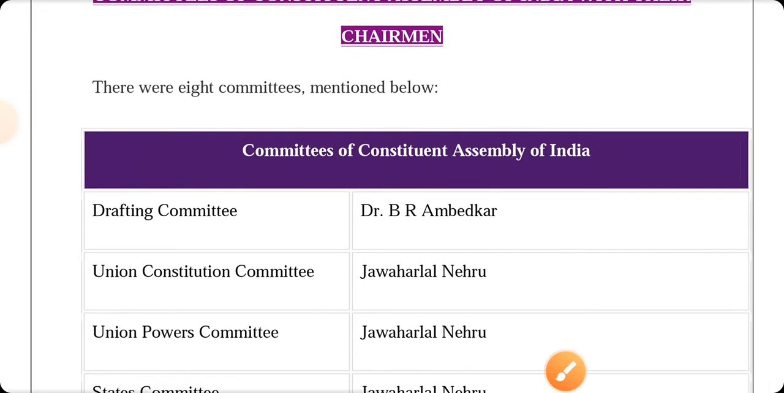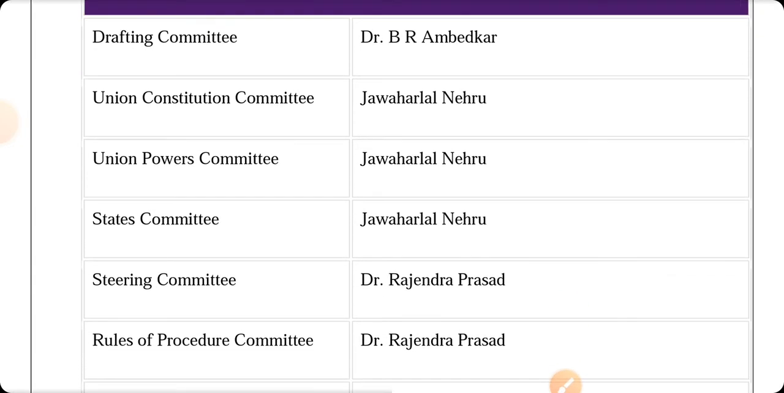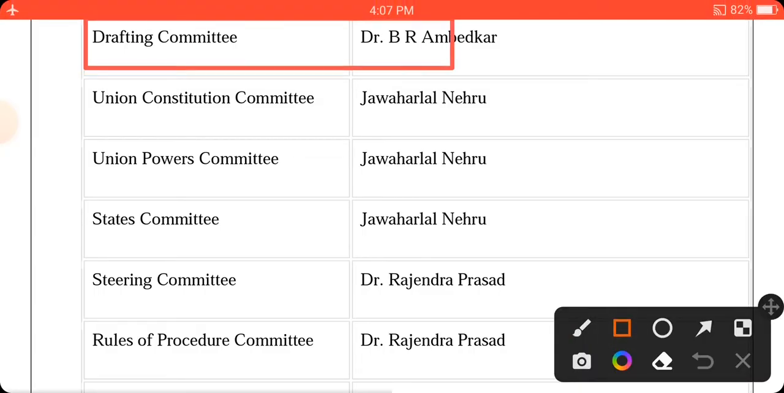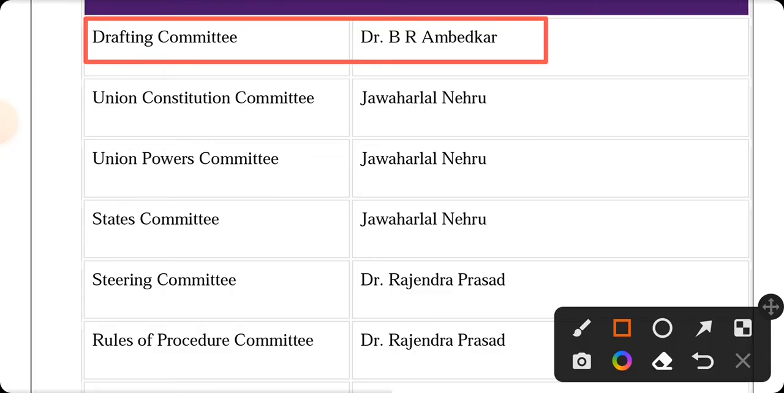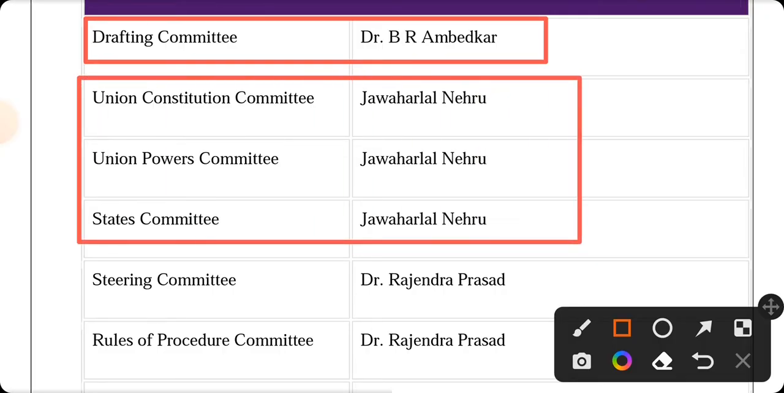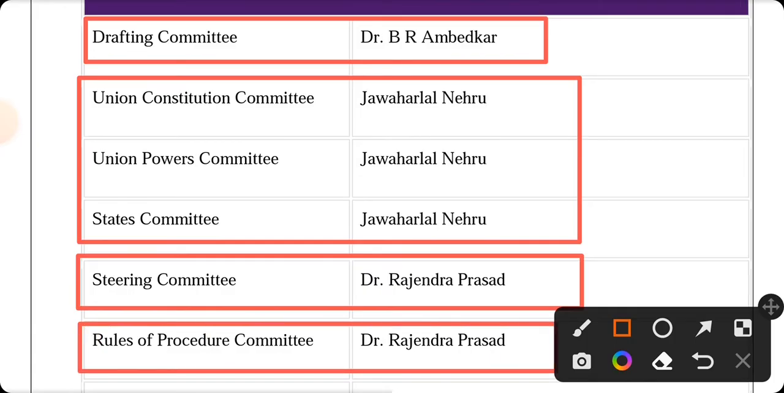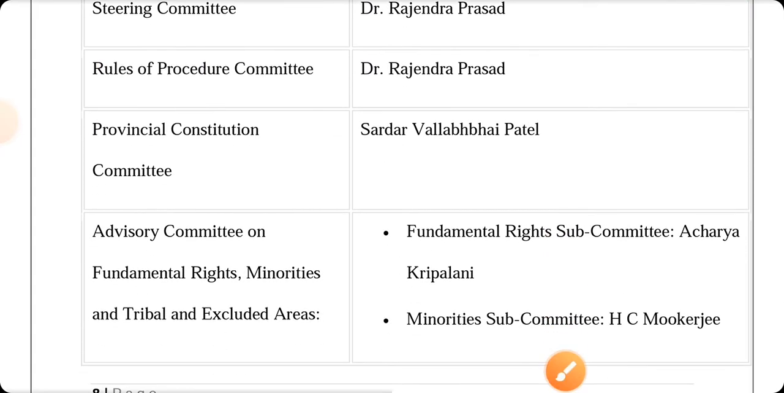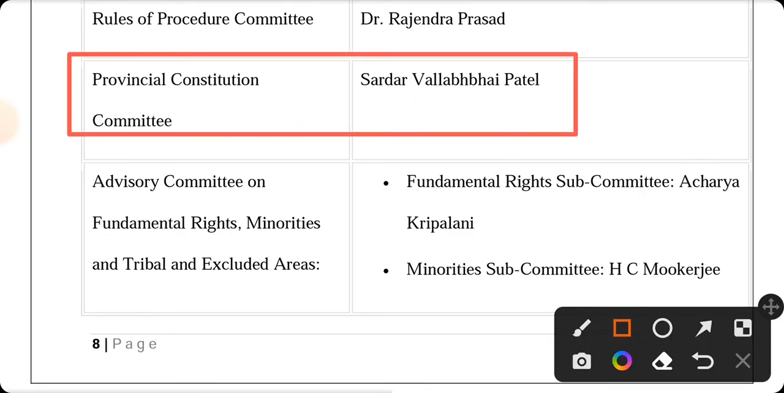There were 8 committees in the Constituent Assembly. Most important is the Drafting Committee headed by Dr. B.R. Ambedkar, who is considered the chief architect of the Indian Constitution. The Union Constitution Committee, Union Powers Committee, and States Committee were headed by Jawaharlal Nehru. The Steering Committee was headed by Rajendra Prasad. The Rules and Procedures Committee was headed by Dr. Rajendra Prasad. Right. The Provincial Constitution Committee was headed by Sardar Vallabhbhai Patel.